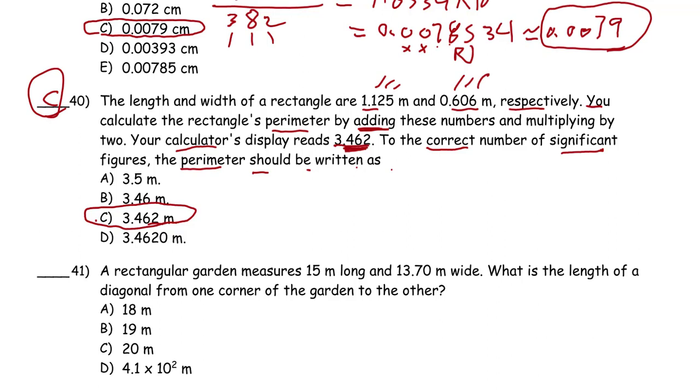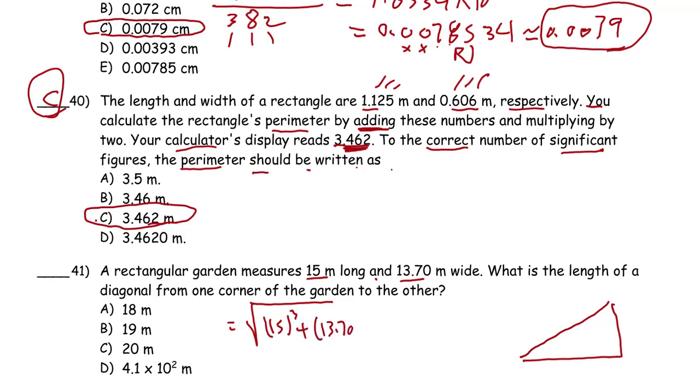A rectangular garden measures 15 meters long and 13.70 meters wide. What is the length of the diagonal? So you apply the Pythagorean law. So the square root of 15 squared plus 13.70 squared yields 20.314. You are measuring lengths now, so you are sure of the number. So the answer here has two significant figures. So 20 meters, the right answer.